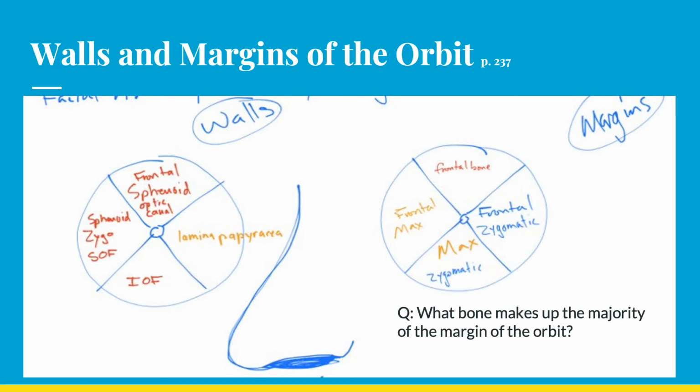All right, question for you. What bone makes up the majority of the margin of the orbit? When you're looking at the margins, frontal bone is in 3 out of the 4 quadrants. So that's your answer. The frontal bone makes up the majority of the margins. That's just another question that comes up from time to time. So hopefully it comes up for you and then you know the answer right away. But again, this is one that I would draw if I was taking a physical exam.